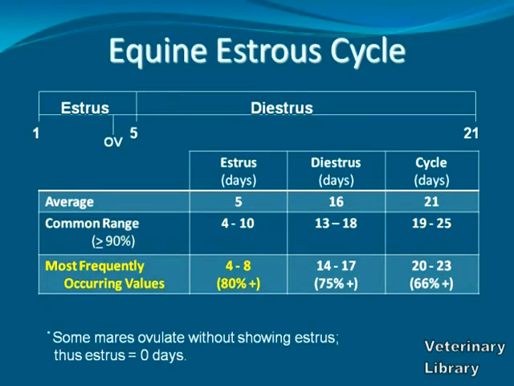In terms of the most frequently occurring values, the most useful numbers are in the estrus column, with 80% or more of the mares being in heat from 4 to 8 days. Older mares tend to have longer heats.